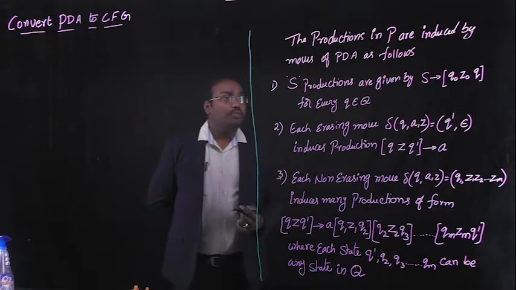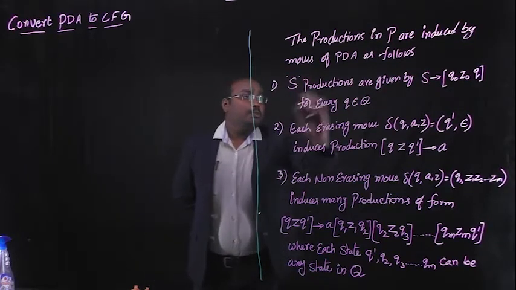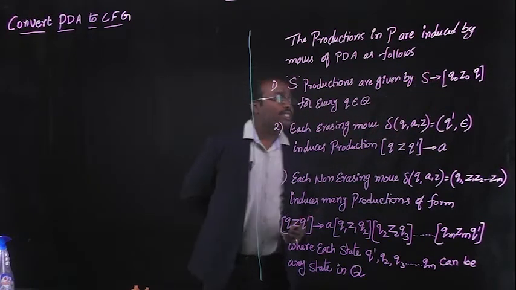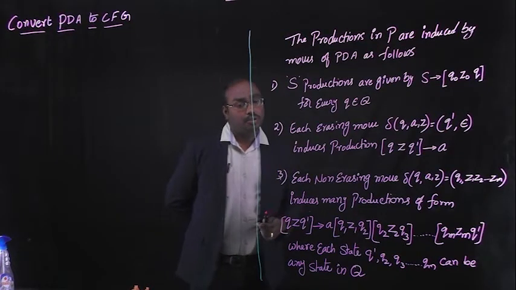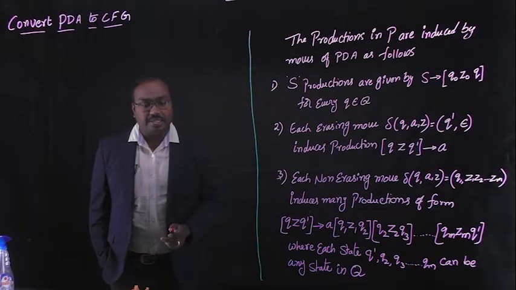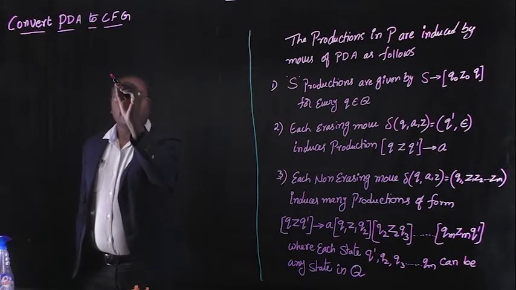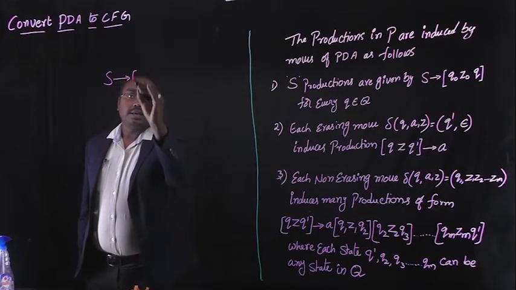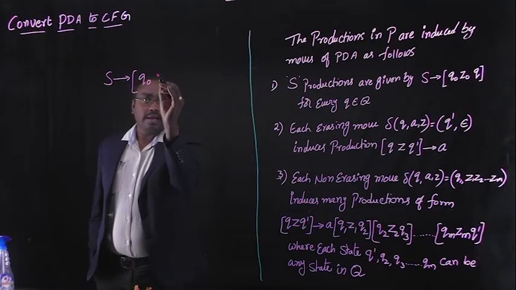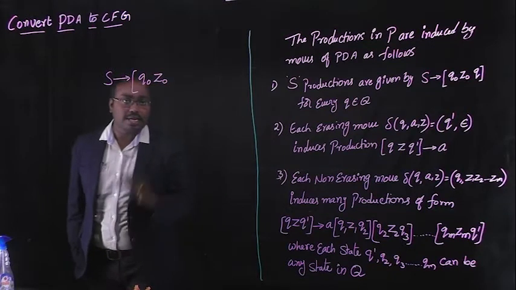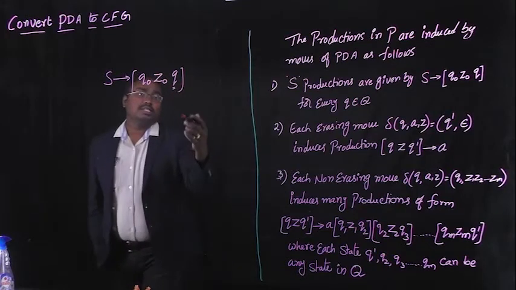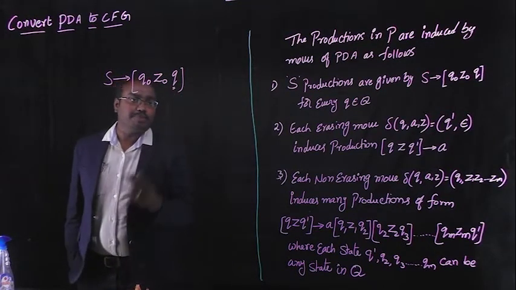So these are the 3 steps we have to follow. The first one, S productions. S is the starting symbol, so the productions are given by S tends to [q0 Z0 q] for every q belongs to capital Q. The first step is for writing the initial symbol, that is S tends to, S is the starting symbol, that means S tends to q0, the starting state, and Z0 is the starting symbol, and here in place of q you can write the number of possible states in the transition diagram of the PDA.